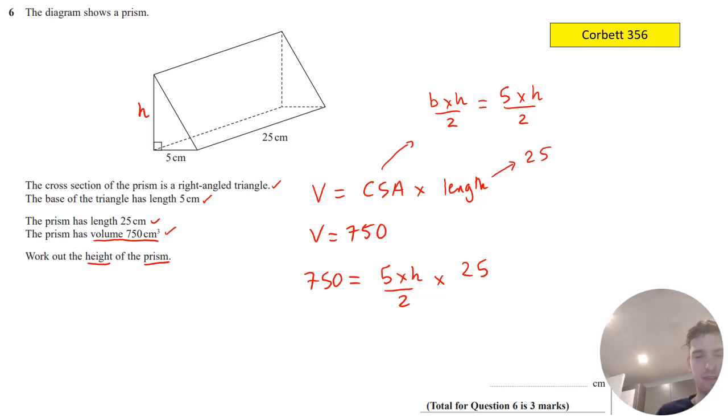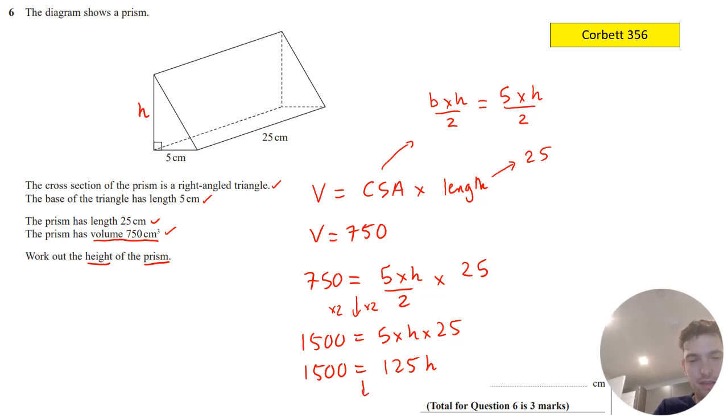Okay, what is my first step? My first step, get rid of that 2, times everything by 2. So 5 times height times 25. Now, 5 times 25 is 125. So to get my height, I'm going to divide by 125.